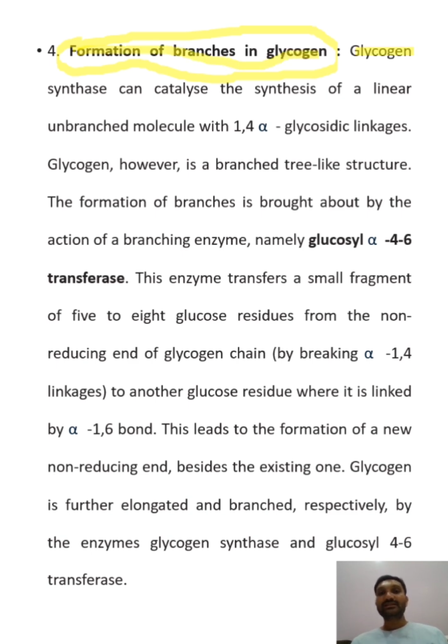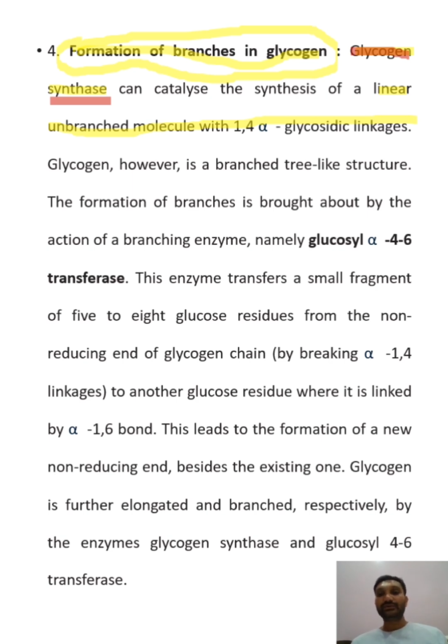Glycogen synthase can catalyze the synthesis of a linear, unbranched molecule with 1,4 alpha glycosidic linkage. That means glucose units are joined linearly. So this enzyme, glycogen synthase, is very essential for this process. After that, glycogen, however, is a branched, tree-like structure.